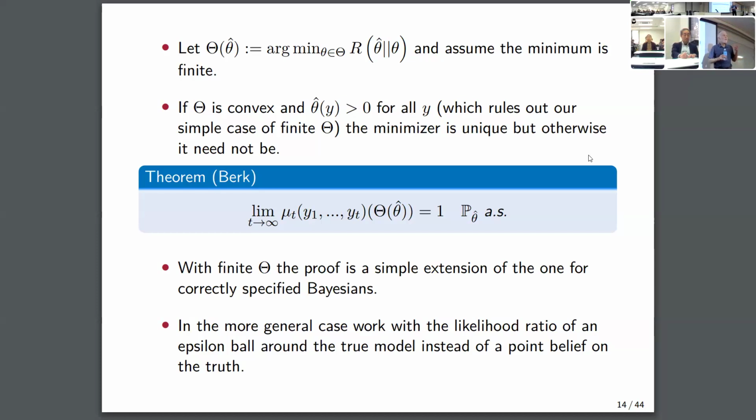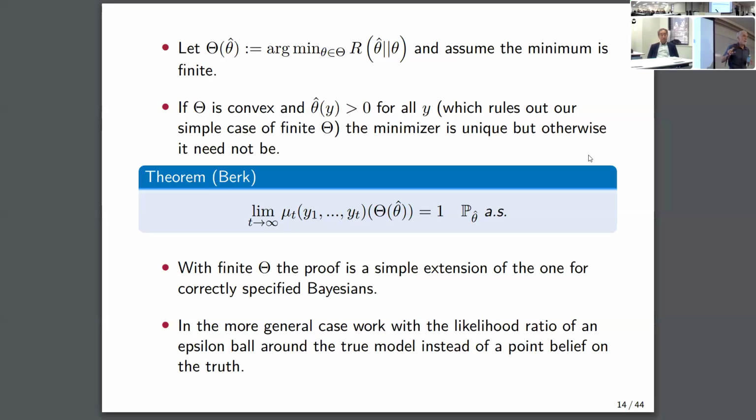So before we said the agent's beliefs concentrate on the true model, the probable true model. Now we're saying the agent's beliefs put probability one on the set of KL minimizers. This is a strict generalization of the last result, because if the true model is in the support, it is the KL minimizer. That's the least divergence you can get, it is zero. Okay? Here's the theorem. With finite data, as I'm assuming, the proof is a simple extension of the one I just showed you. That was the reason to show you that proof before, so you can see how similar it is. This is for the case of finite data.